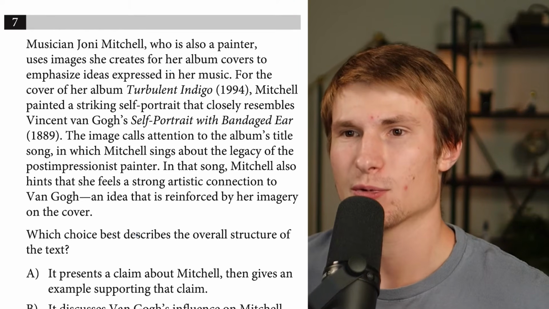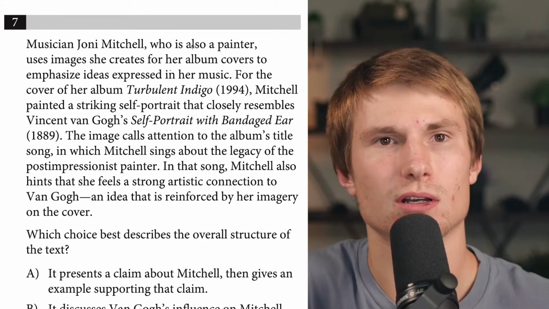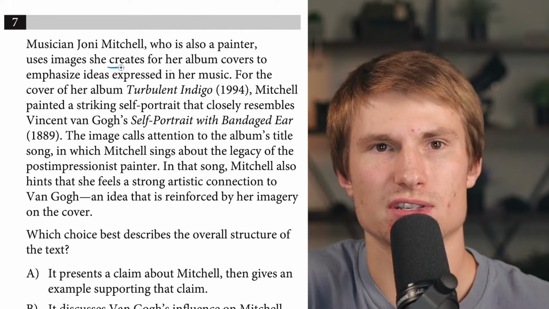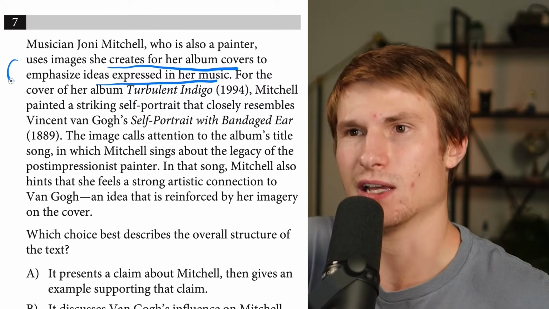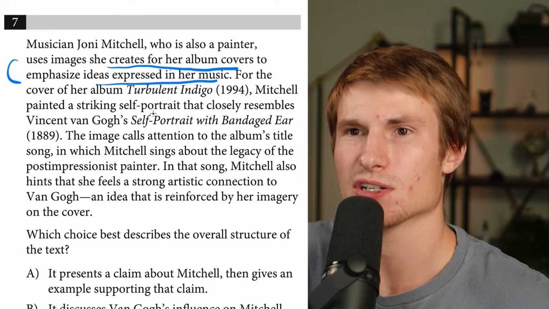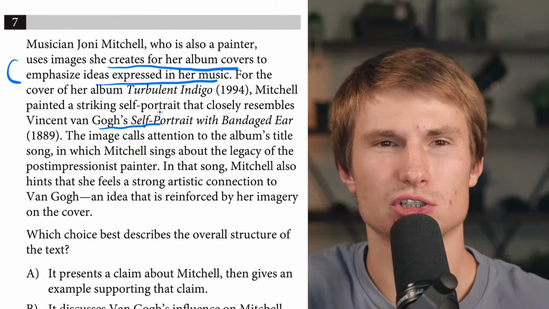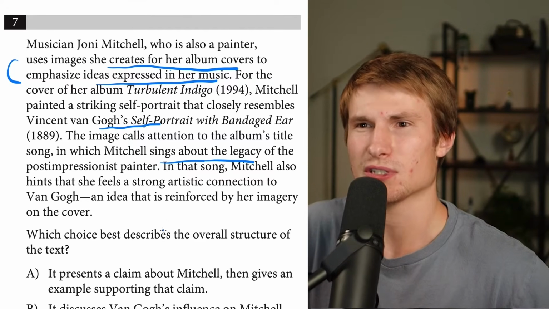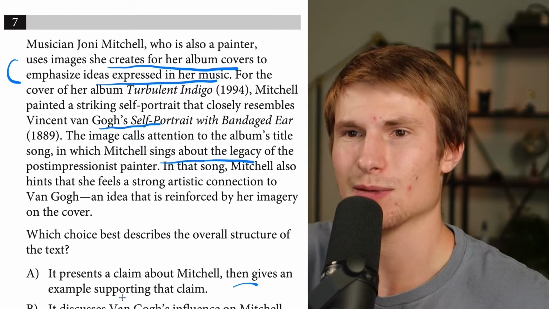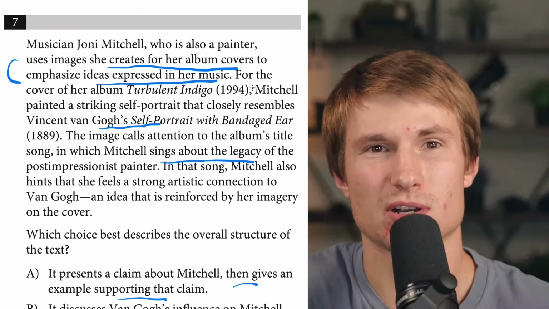Option A, it presents a claim about Mitchell, then gives an example supporting that claim. All right, we start out up here by stating that she uses images she creates for her album covers to emphasize ideas expressed in her music, so that is a claim. After that, we have the discussion of her and Van Gogh, basically stating that she's calling attention to his work and the legacy of it. So the second part then gives an example supporting that claim, that her album covers emphasize the ideas expressed in her music.